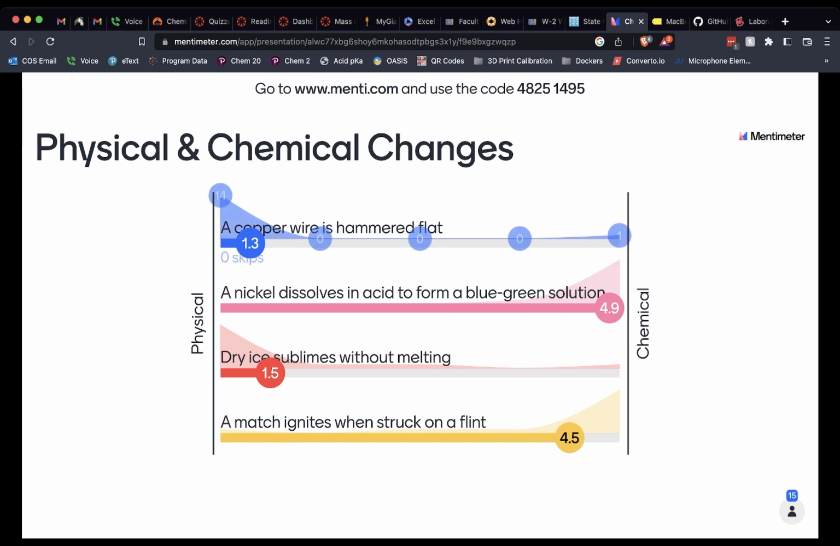So, copper wire being hammered flat. Why is that physical and not chemical? Still made of copper, even though it's hammered flat. Whether it's flat or round or anything else doesn't really matter. A penny's made of copper, and so are many wires. Nickel dissolves in acid to form a blue-green solution. Dissolving is a weird thing, but you're taking the metal, and it's changing from that solid metal, adding it to a solution, acid. It's definitely chemical.